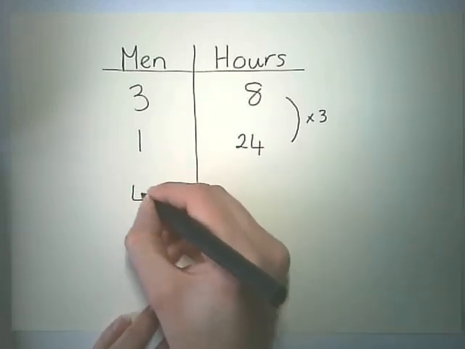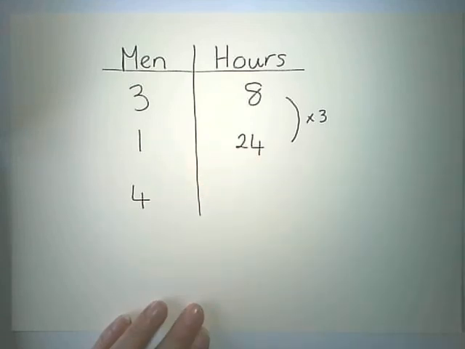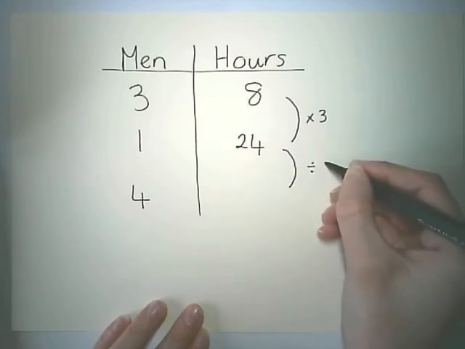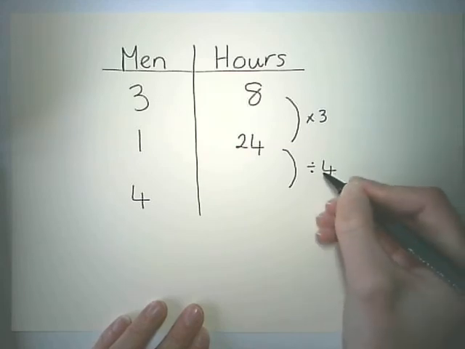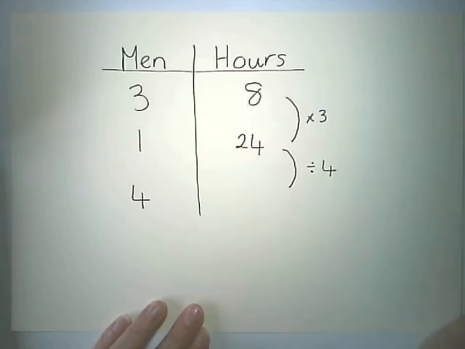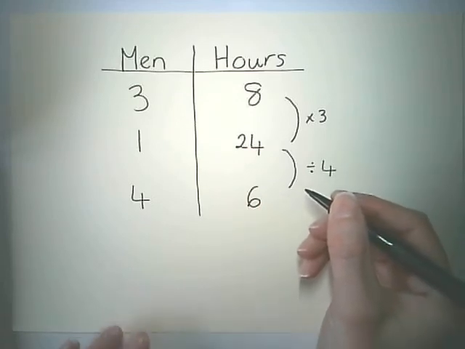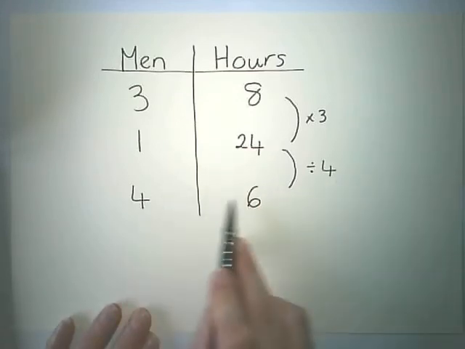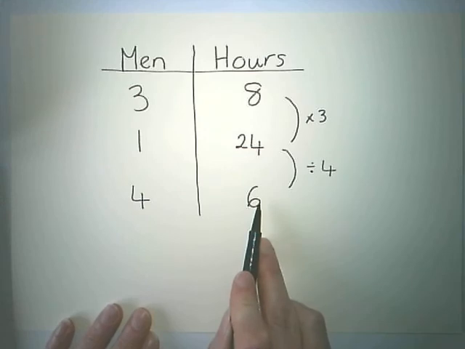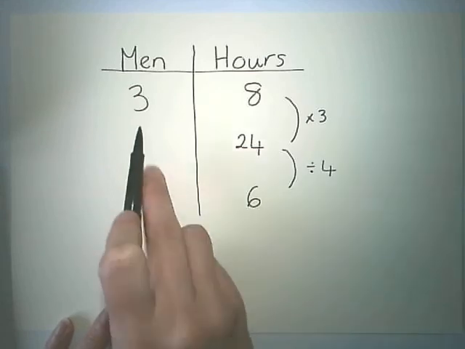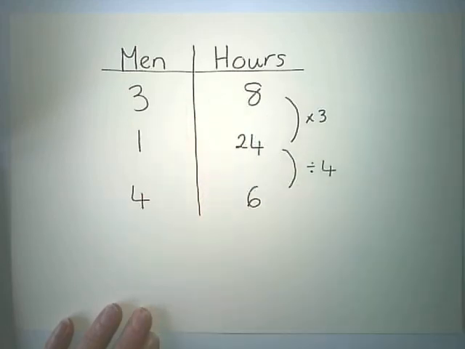Now, if there are 4 men, they will take 4 times quicker than the 1 man took. So that is why at this step we divide, because the 4 men are going to be 4 times quicker. So we divide 24 by 4 and we get 6. So it would take 4 men 6 hours to build the wall, because you'd expect 4 men to get it done quicker than just 3 men.